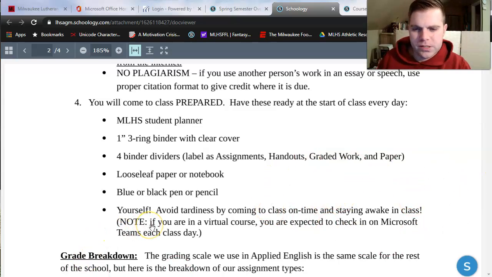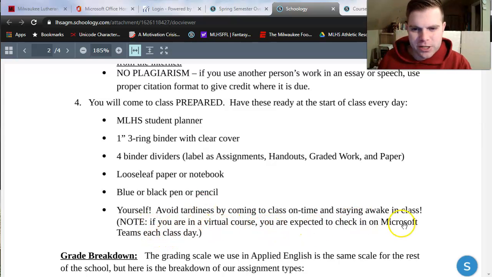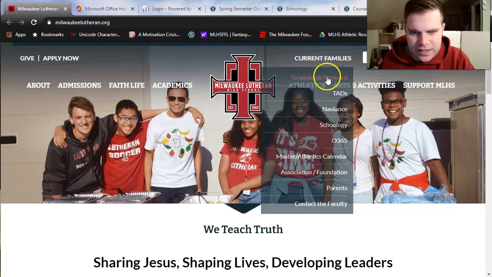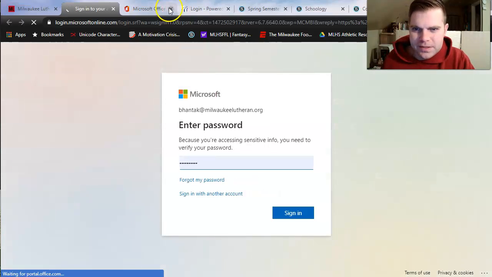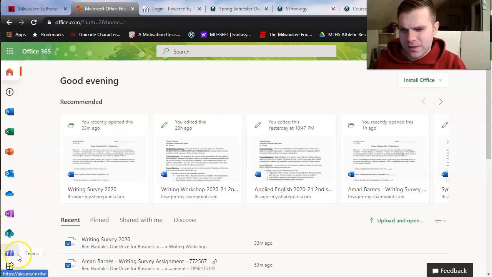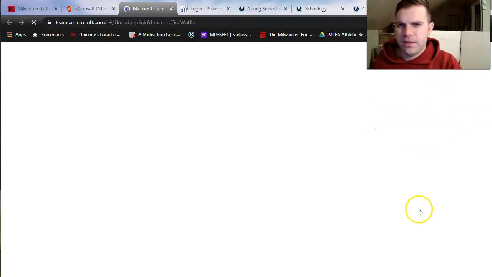One thing to note, for those of you who are full virtual, this is super important: you are expected to check in on Microsoft Teams each class day. I do want to demonstrate that real quickly. So once again, to access Teams, current families, O365, it's going to make me sign in. We get in Office 365. Teams is the little purple icon towards the bottom for me. It might be towards the right for you if it's a different view.